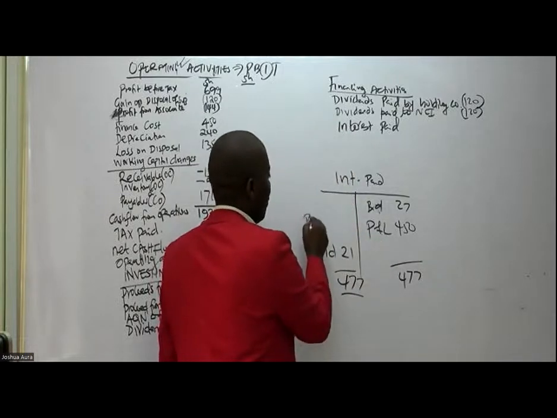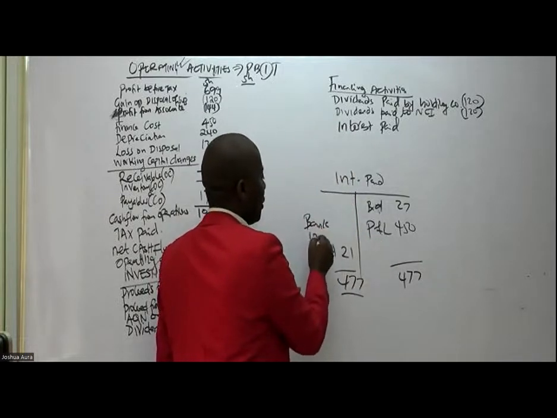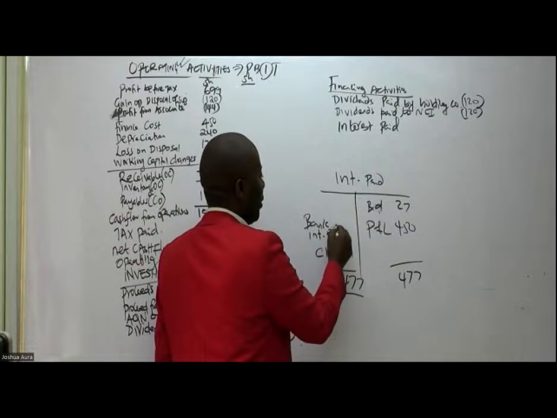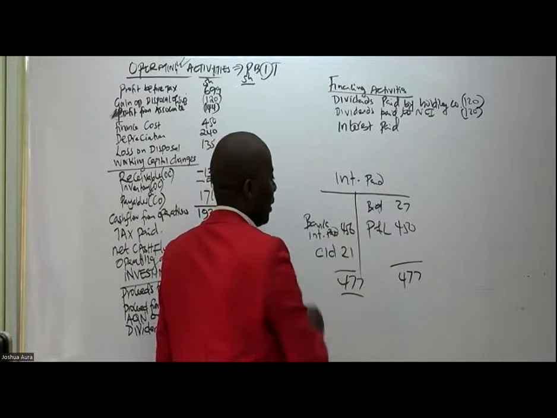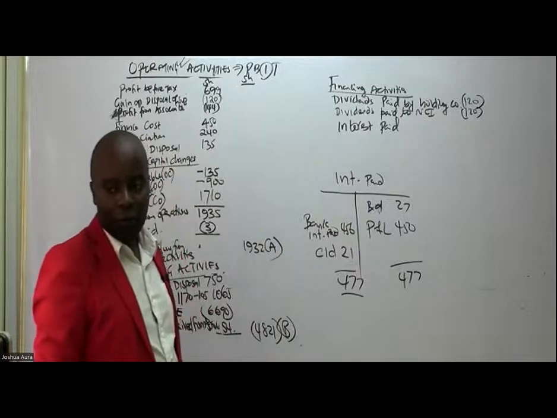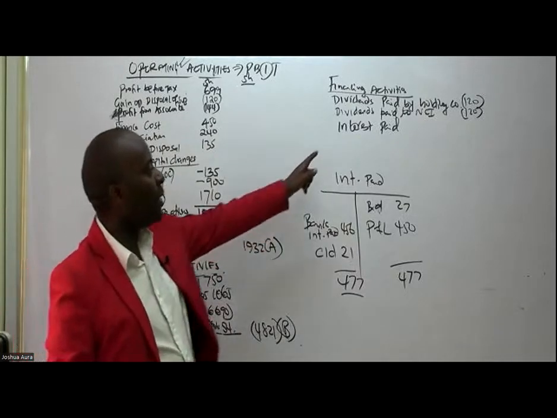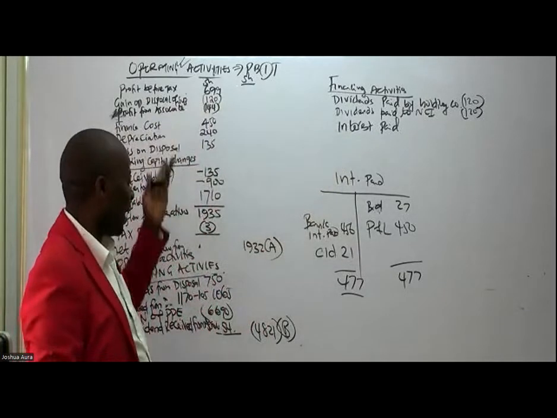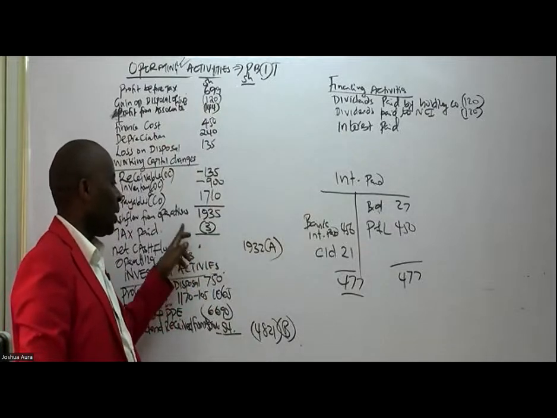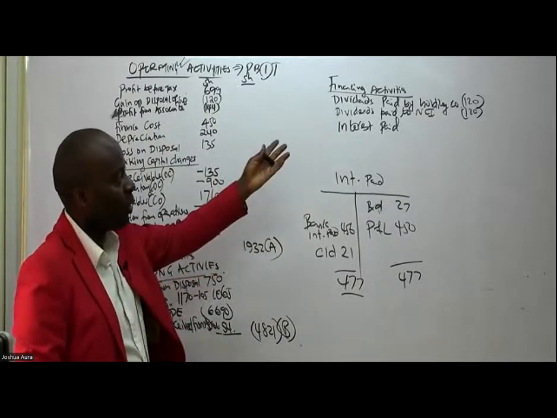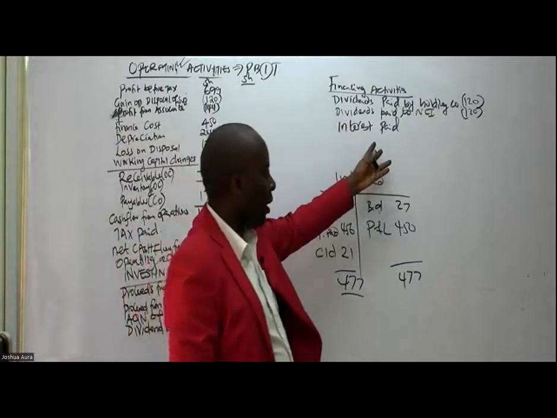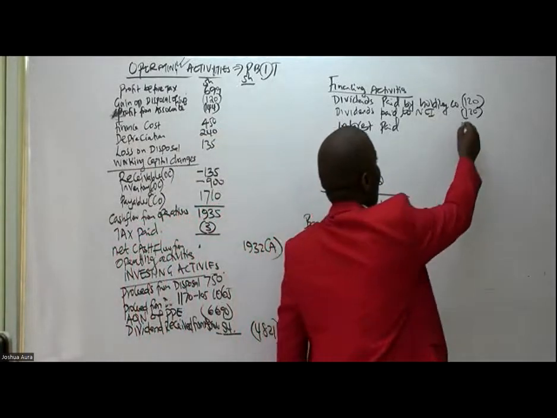The balancing figure will be the bank as interest paid. Interest paid, which you're telling me is 456. Remember, with this interest paid, most books say we bring it here with tax, but you can also put it there as a financing activity. So interest paid was 456.